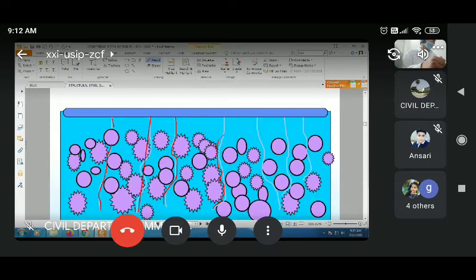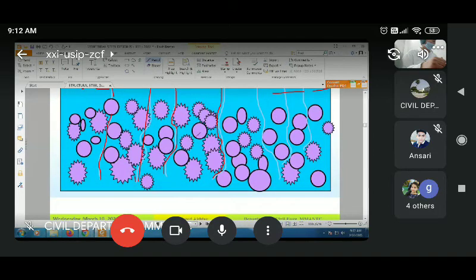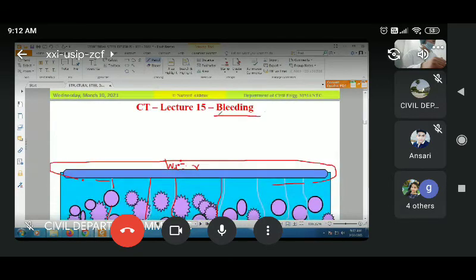So this accumulation of water in blue color, you can see this is the water accumulated over the surface. Water, that is H2O, accumulated over the surface. This phenomenon is termed or called bleeding of your concrete.